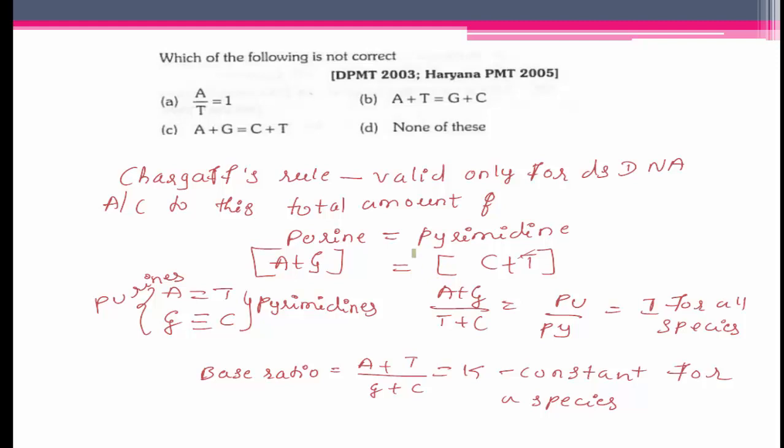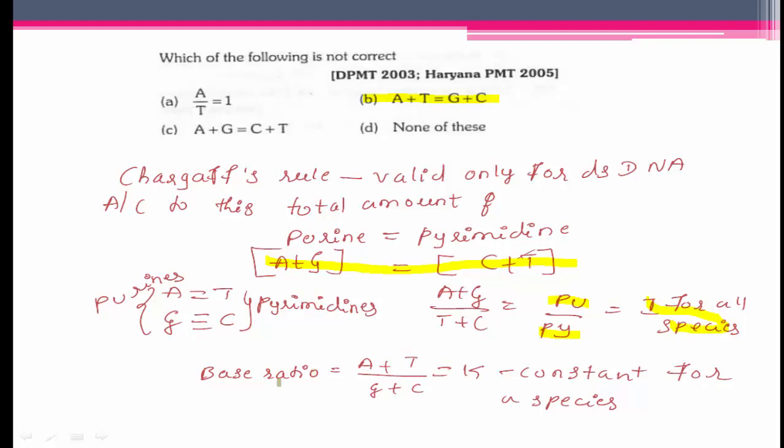So here, which one of the following is not correct for Chargaff's rule? A plus T is equal to G plus C. This is not the right option. According to Chargaff's rule, the total amount of purine is equal to the total amount of pyrimidine. That can also be shown as A plus G is equal to C plus T, or A plus G divided by T plus C, that is purine divided by pyrimidine. Its value is 1 for all the species.